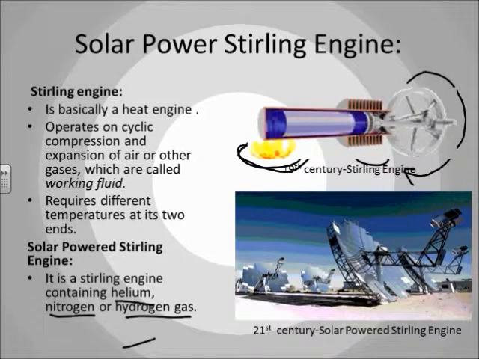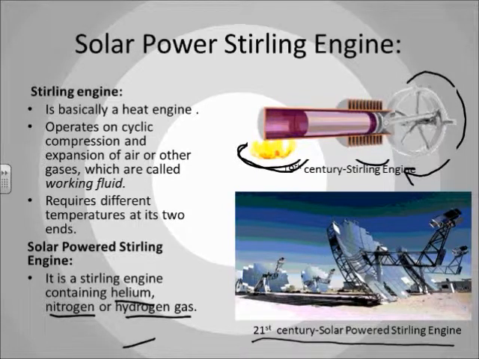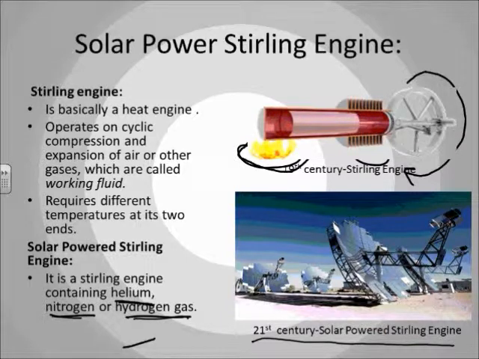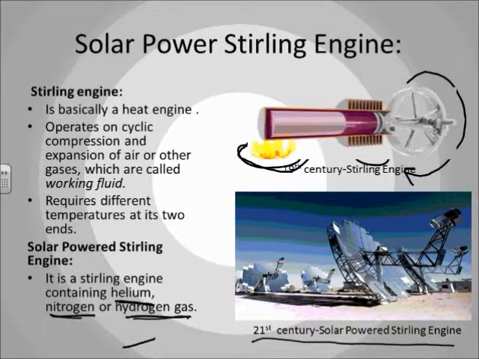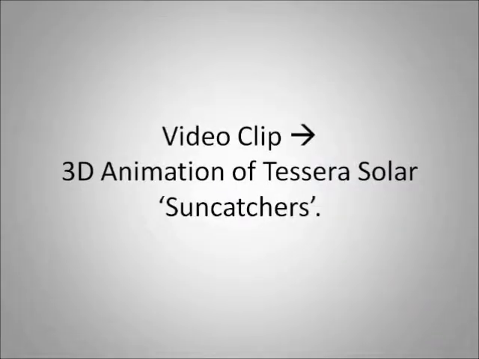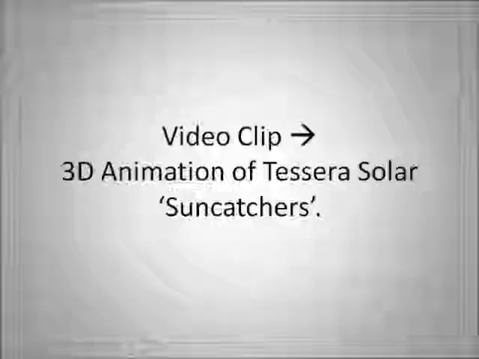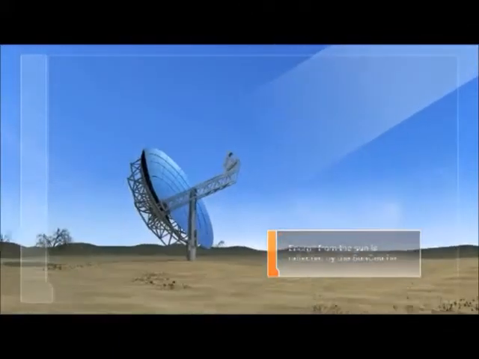But the 21st century solar power Stirling engine is a bit different. The first point of difference is that in this Stirling engine, they are proposing to use helium, nitrogen, or hydrogen gas as the working fluid. Secondly, instead of using conventional fluid to heat its one end, they're going to use concentrated sunlight. Now here is a video clip about 3D animation of Tesla Solar Suncatcher.